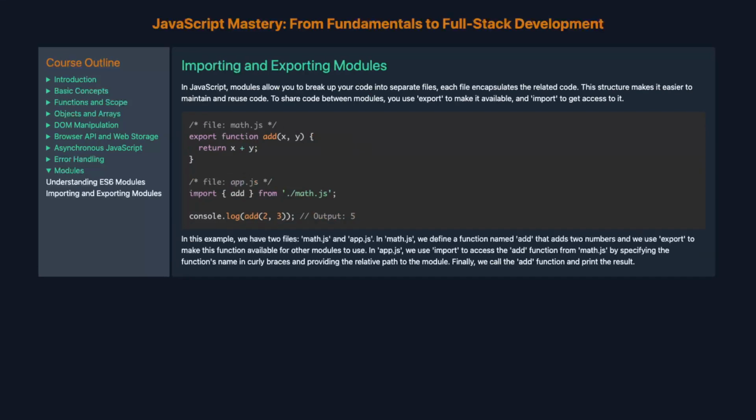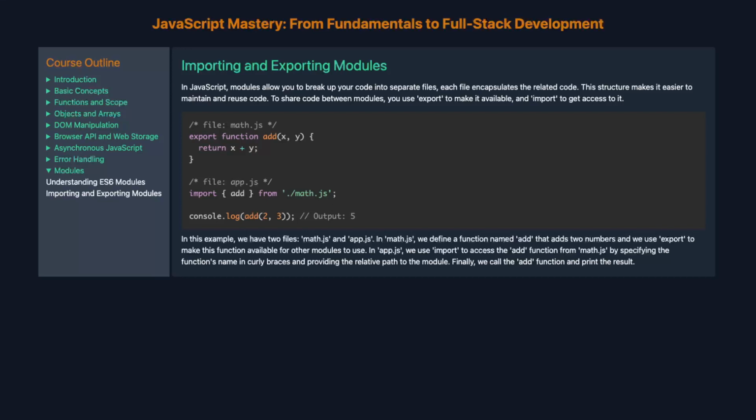Importing and exporting modules. In JavaScript, modules allow you to break up your code into separate files. Each file encapsulates the related code. This structure makes it easier to maintain and reuse code. To share code between modules, you use export to make it available and import to get access to it. In this example, we have two files, math.js and app.js. In math.js, we define a function named add that adds two numbers, and we use export to make this function available for other modules to use.